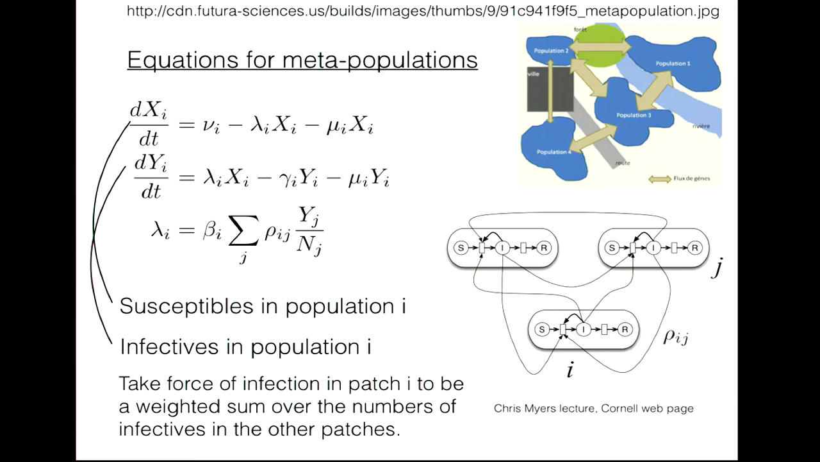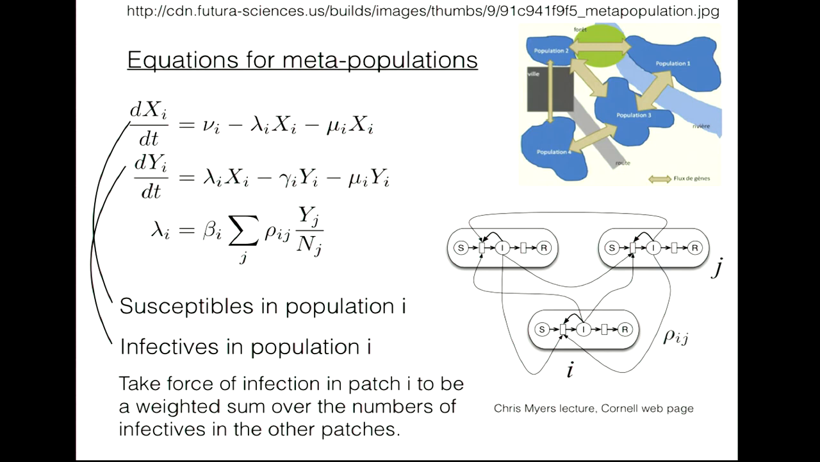The structure of these equations is that dx_i/dt is some birth term, nu_i, minus lambda_i times x_i, that's a sort of departure term from there. And there is a mu_i, which is again a death term. Similarly, there is dy_i/dt, which is lambda_i times x_i minus gamma_i times y_i minus mu_i times y_i. And the lambda_i's are the forces of infection. So they are what couple populations to each other.